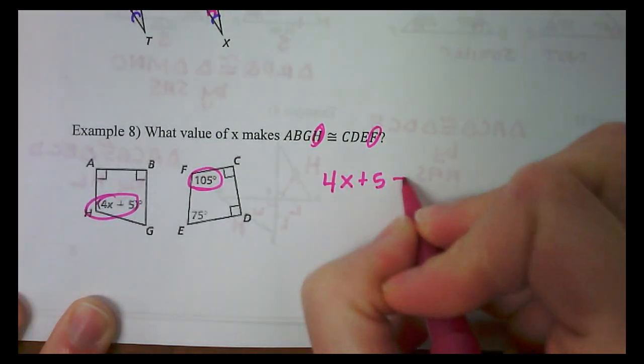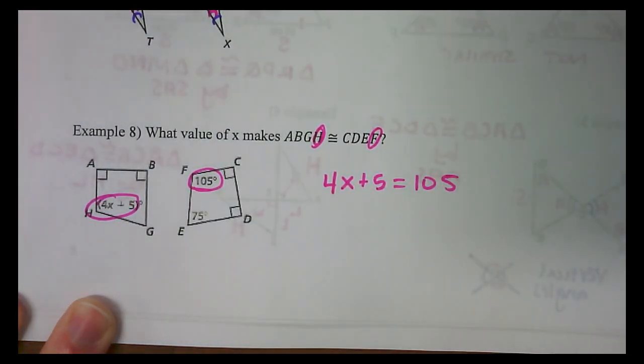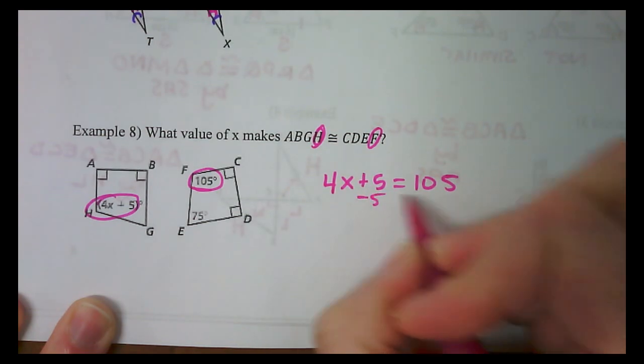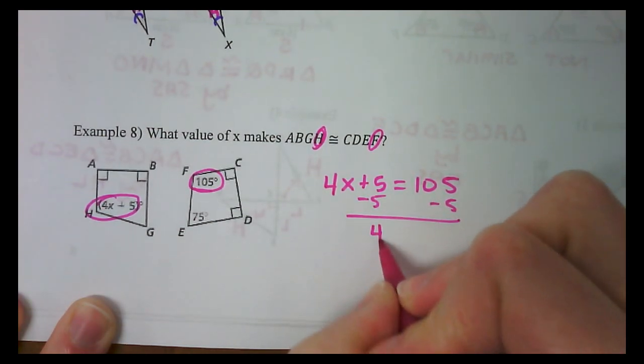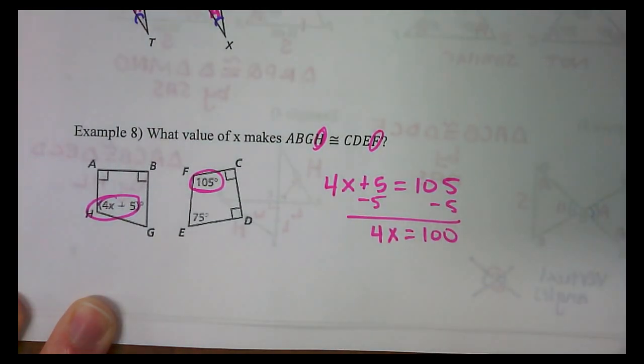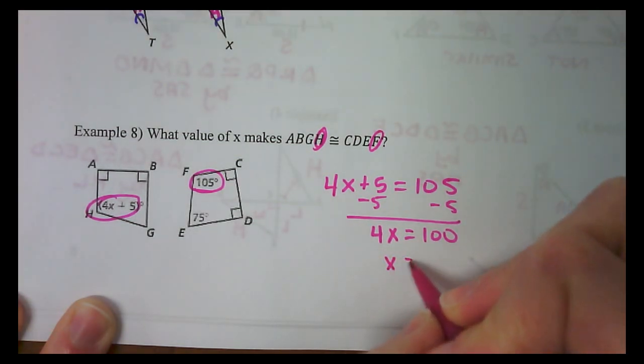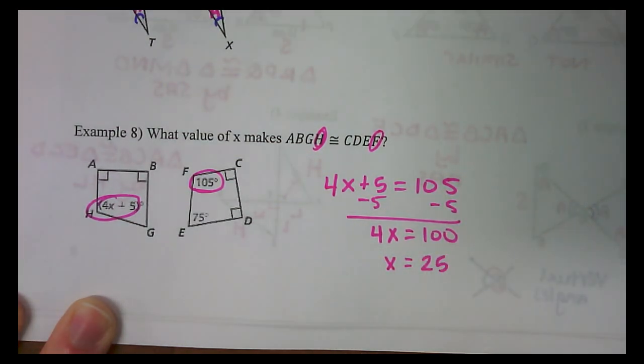So 4x plus 5 is supposed to be 105. And then we're going to subtract 5 from each side. So 4x is 100. And we divide both sides by 4 to get x is 25.